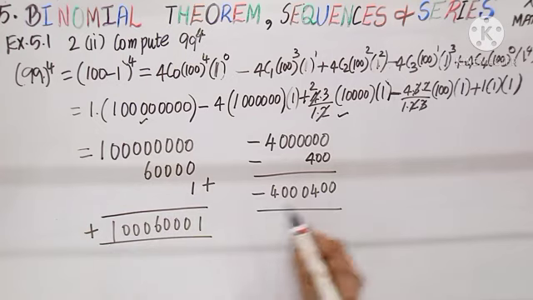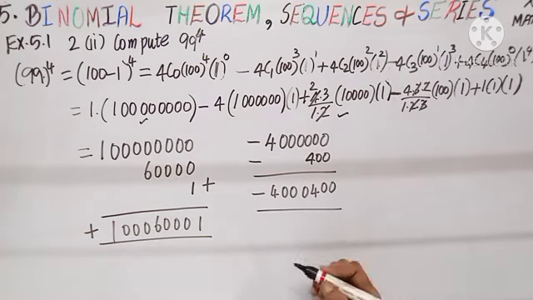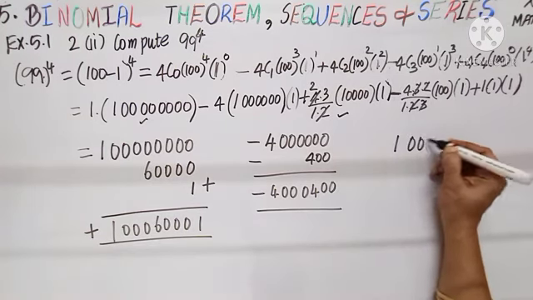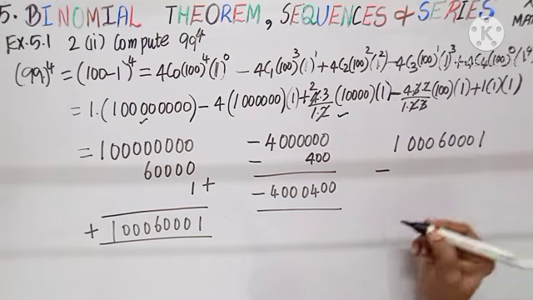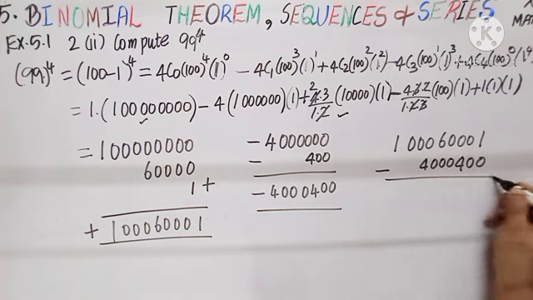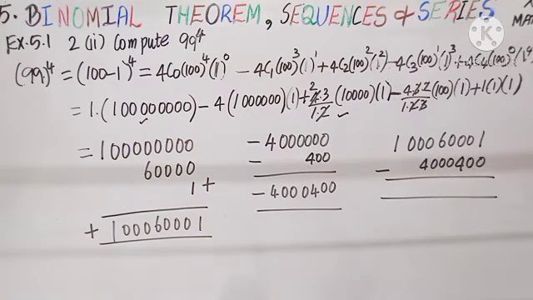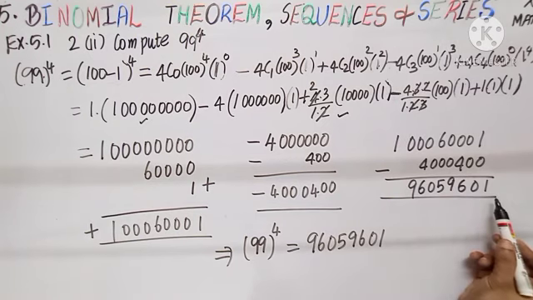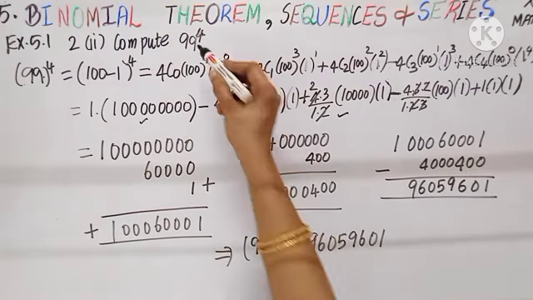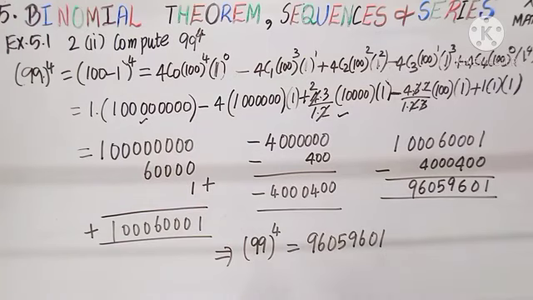Now this is positive, this is negative. Subtract and write the answer. 1,000,000,6,000,001. Subtract. As we subtract, we get 96059601. Take and write 99 power 4 is this answer.